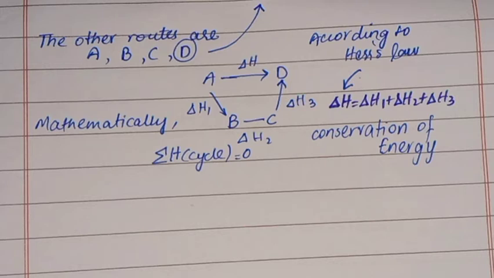So we can say mathematically that sigma delta H cycle is equal to 0, and it is known as Hess's law. The applications of Hess's law include its use in the indirect measurement of heat of combustion, heat of formation, heat of neutralization, and lattice energy of ionic compounds. The explanation is that there are many compounds for which delta H cannot be measured directly by calorimetric methods, as we discussed before, using the calorimeter and the method used to measure the enthalpy change.